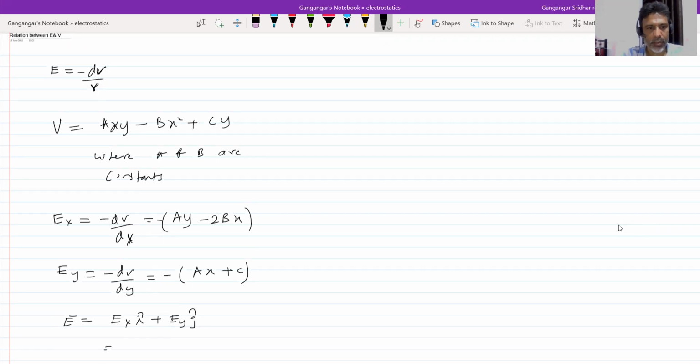Now this should be equal to minus of, or this will be 2Bx minus Ay i cap plus Ax plus C j cap. Like that, I'll get the required resultant field.